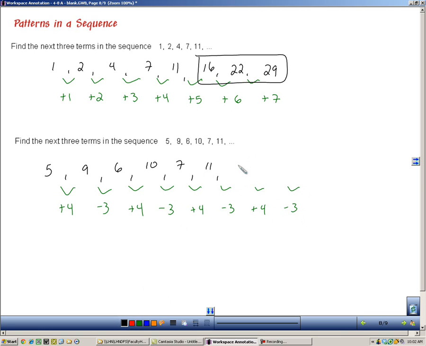11 minus 3 is 8. 8 plus 4 is 12. And 12 minus 3 is 9.